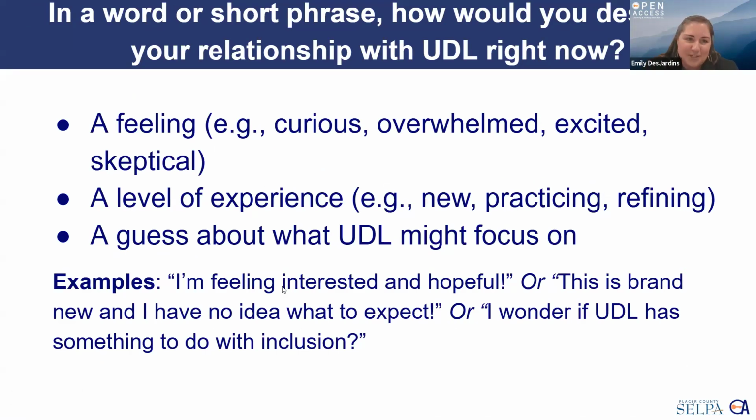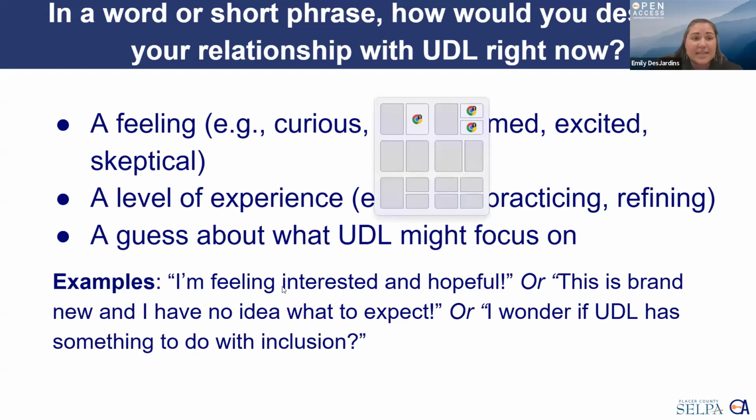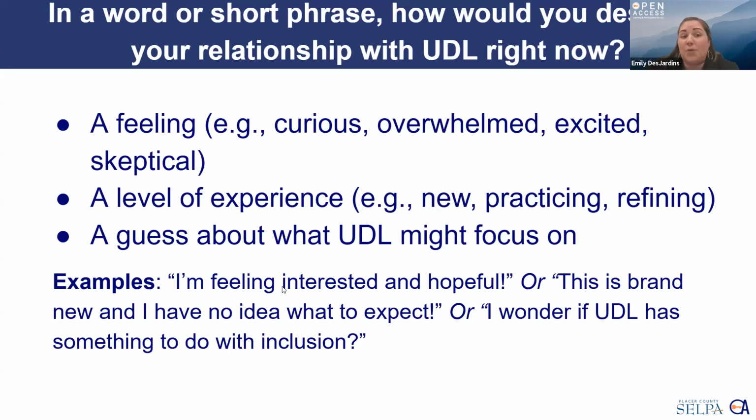All right, so our second question is, in a short word or phrase, how would you describe your relationship with UDL right now? And this could be a feeling, it could be a level of experience, it could be a prediction of what you think UDL might be. If you're a 1 and you're like, I have no idea what to expect. So some examples might be, I'm feeling interested and hopeful, or this is brand new and I have no idea what to expect, or I wonder if UDL has something to do with inclusion. I don't know.